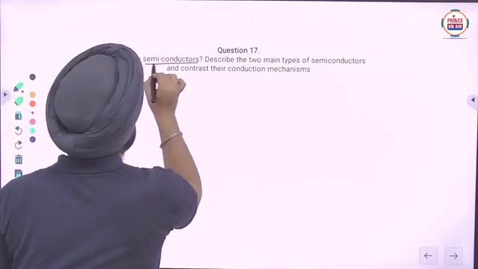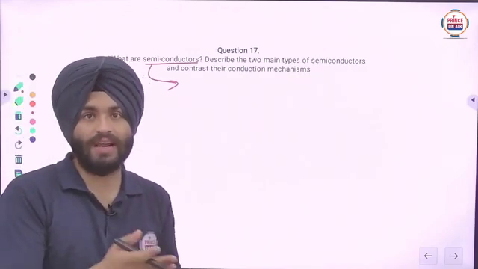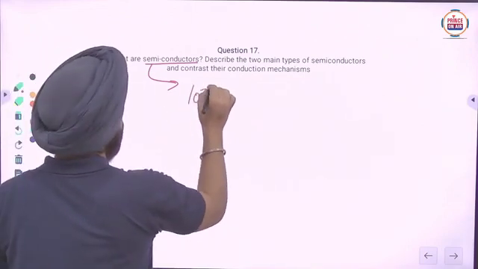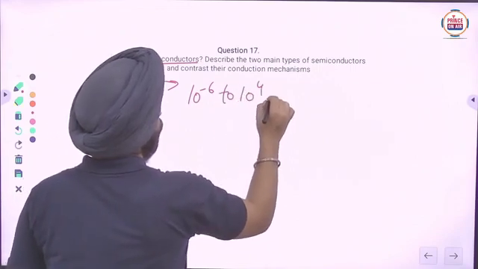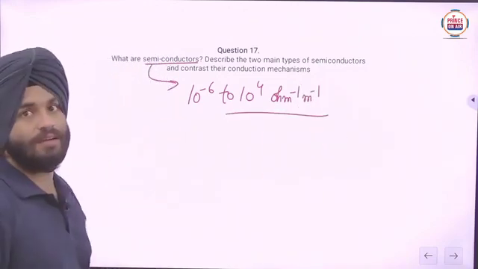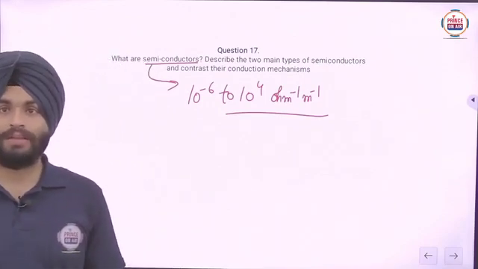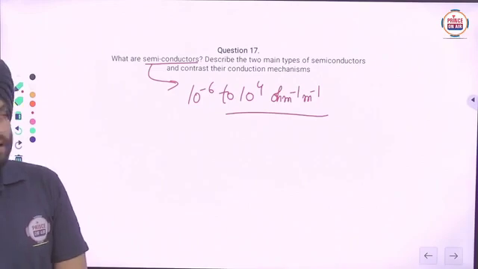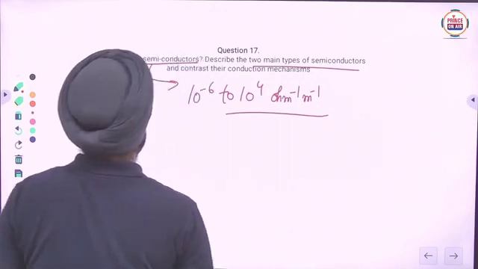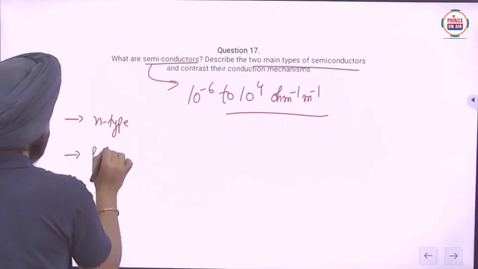Semiconductors can behave both as metals or conductors and as insulators. Their conductivity range is from 10 raised to the power minus 6 to 10 raised to the power 4 per ohm per meter. Those having conductivity in this range are considered semiconductors. Now, the next question: two main types of semiconductors we have to define. The first one is N type and the second one is P type.